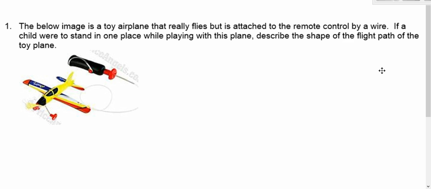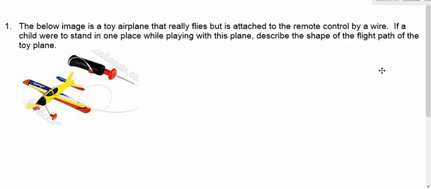So this picture is of a toy airplane. It actually flies, but it's attached to the controller with the wire. So if a child were to be standing still and flying with it, describe the shape of the flight path of the toy plane.